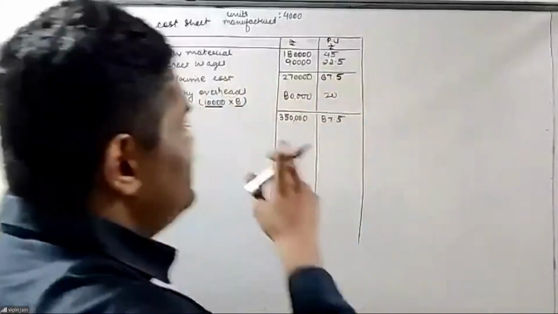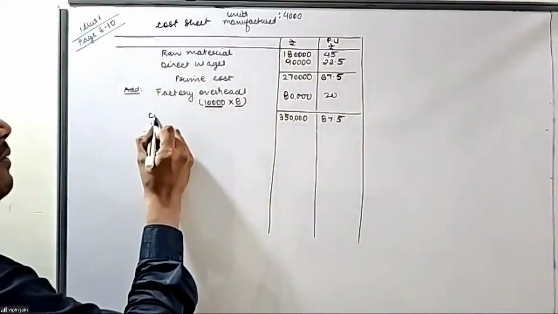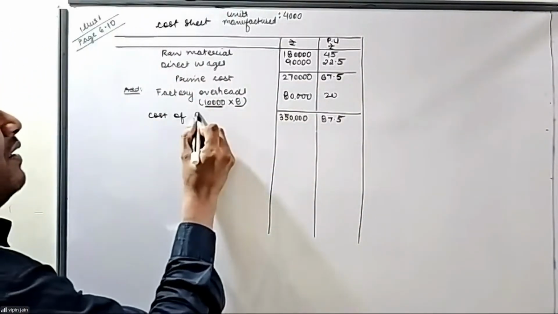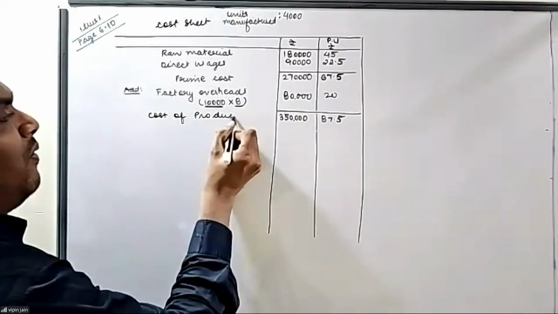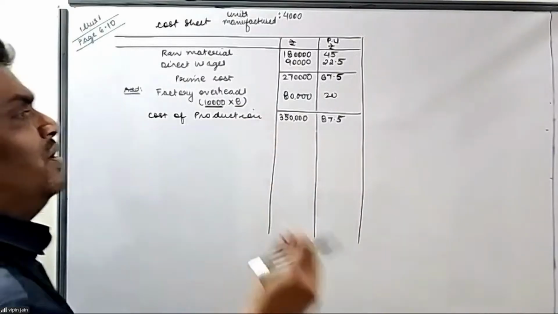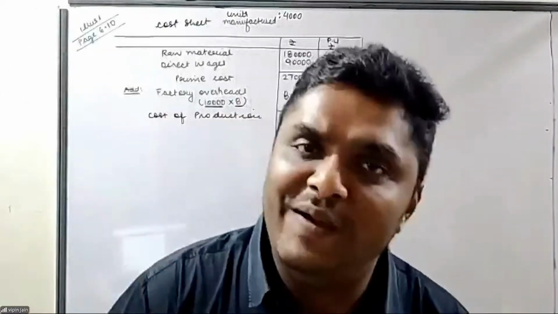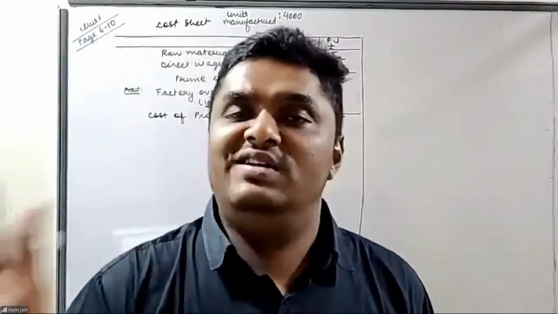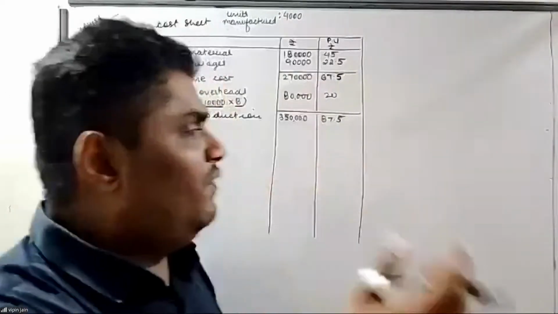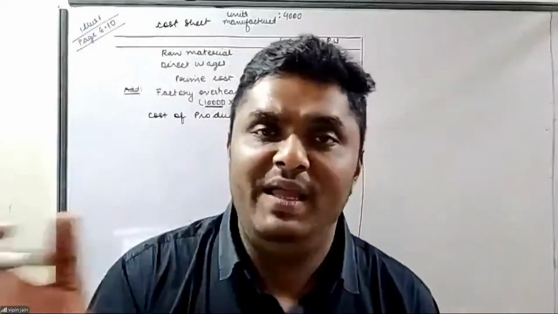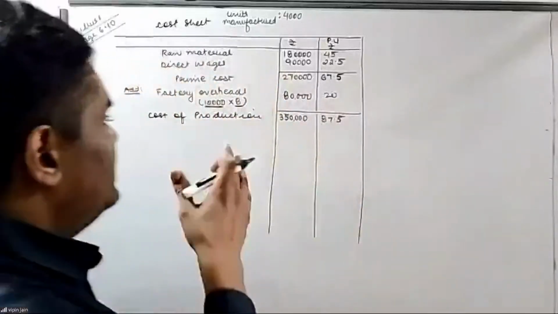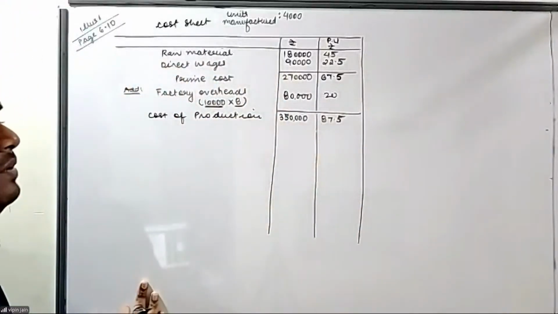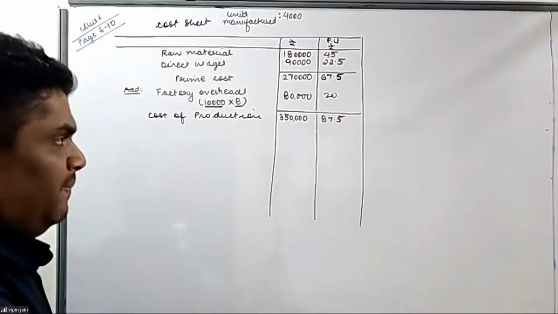So ultimately, this value calculated is my cost of production. So we can say it is the gross factory cost also, factory cost also, cost of production also. So ultimately, no information is given as regards many points. So directly, this figure 3,50,000 is my cost of production.